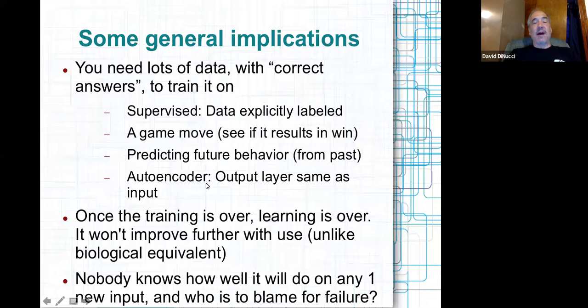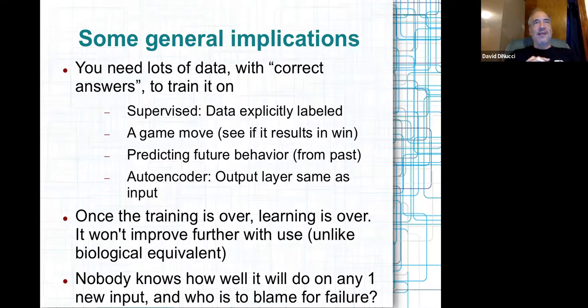Another example is an autoencoder where, for example, if you put the picture of the dog on the input and then on the output, instead of asking for a dog, just one to light up with the dog, you make the output layer be just like the input layer. That is, you want it to recreate a dog by going through this network.